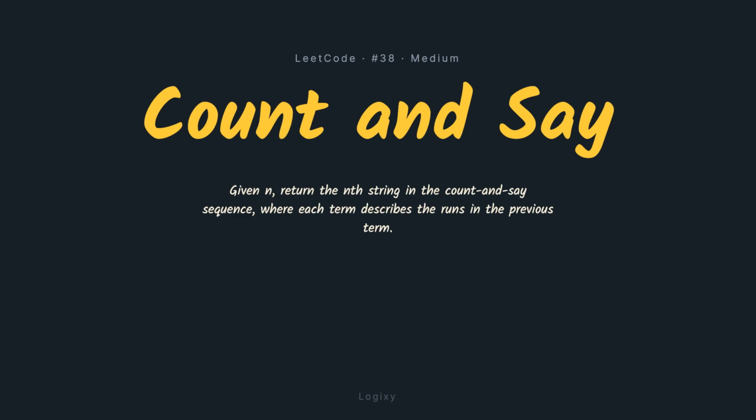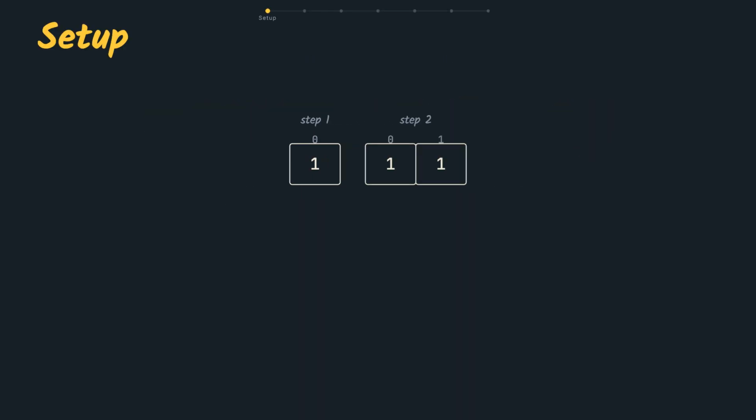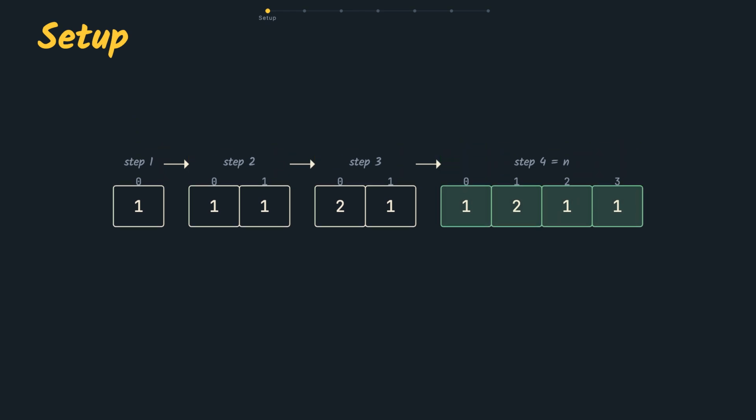Input n equals 4, target output 1211. What would you do next? We are not inventing digits from nowhere. We start at 1, then keep describing what we see. Show the chain for this example. 1 becomes 1 1, then 2 1, then 1 2 1 1.